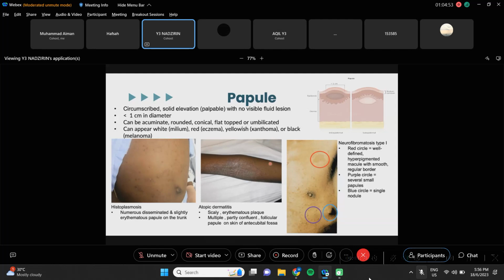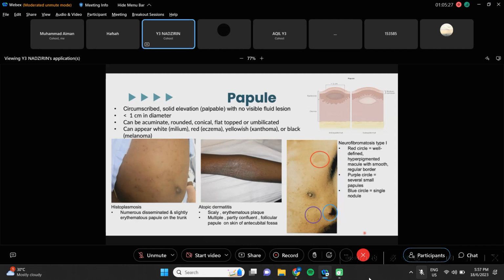Then we can see in here, on the patient with atopic dermatitis, there is a scaly erythematous plaque. This is the plaque. And around the plaque, we can see multiple partly confluent papules. And in the patient with neurofibromatosis, on the purple circle, we can see the papule. And on the red circle, we can see the well-defined hyperpigmented macule. And on the blue circle, we can see a nodule.